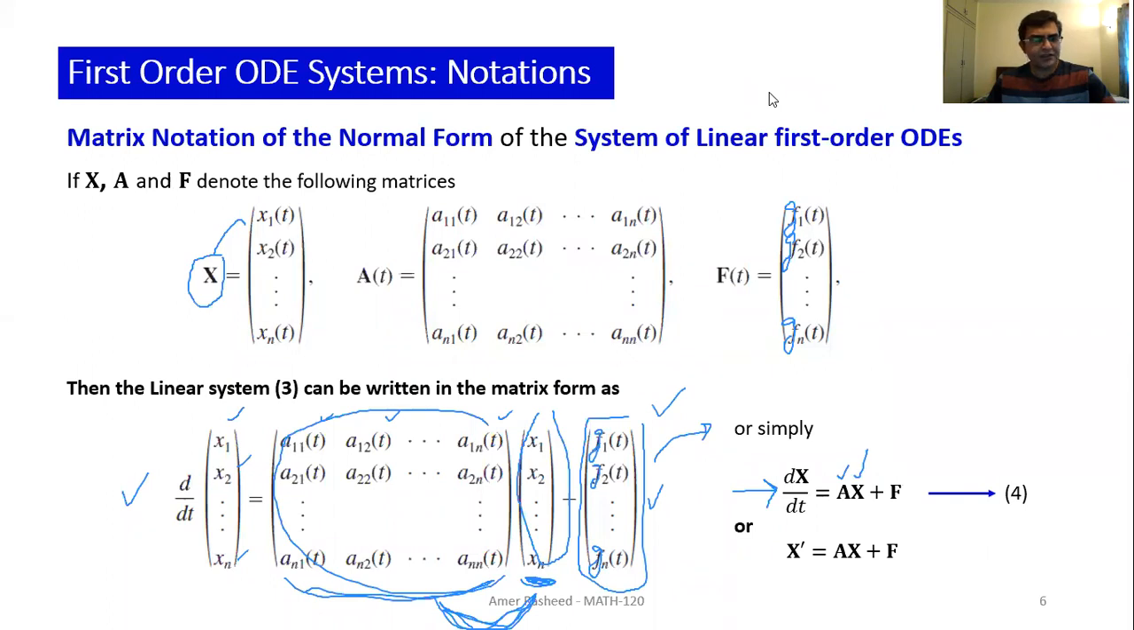There is a question in the chat window. Why is it called homogeneous? Will we always have a square matrix? Yes, in the system of first order differential equations, for now, in this course, we will discuss only those systems in which the number of equations and the number of dependent variables are the same.